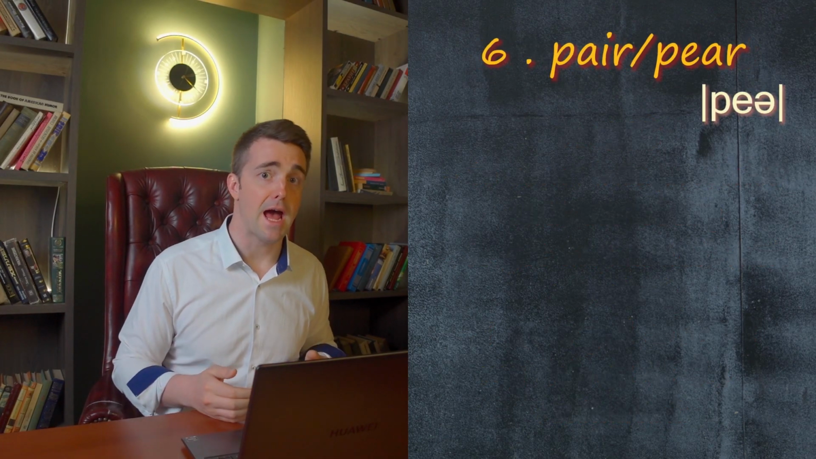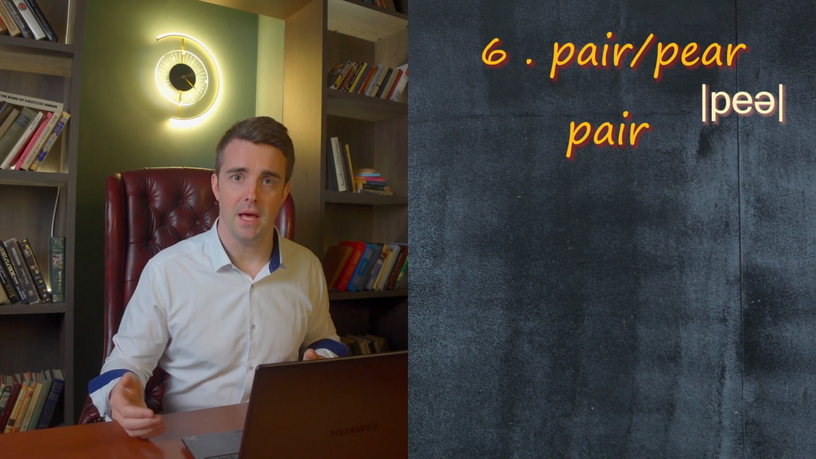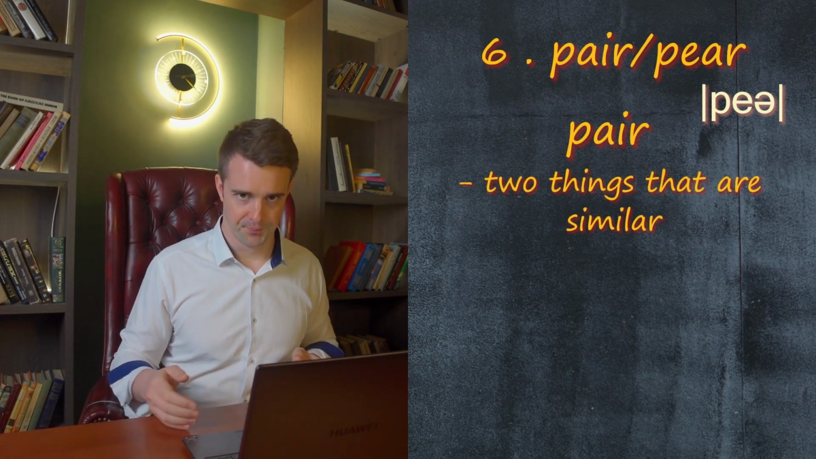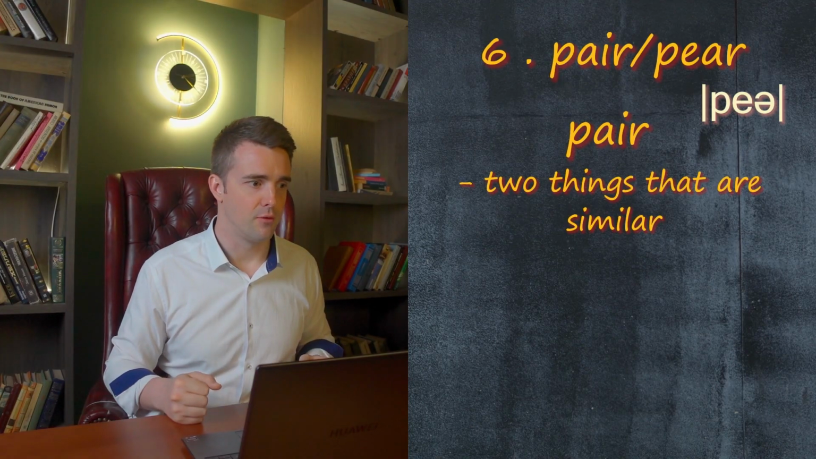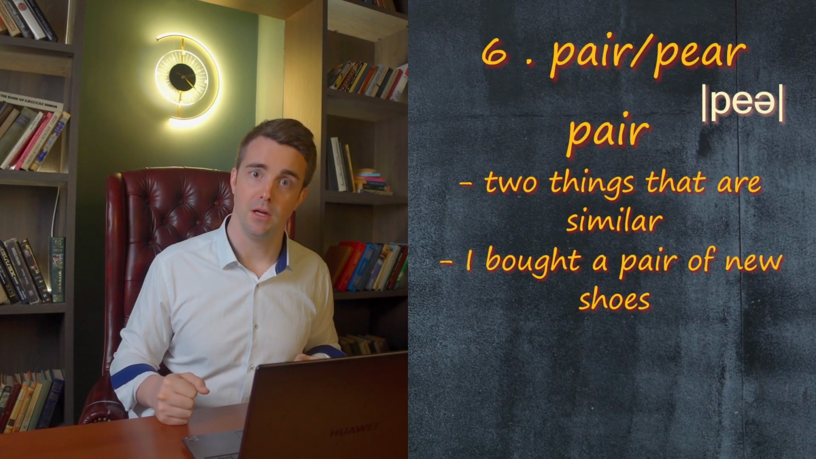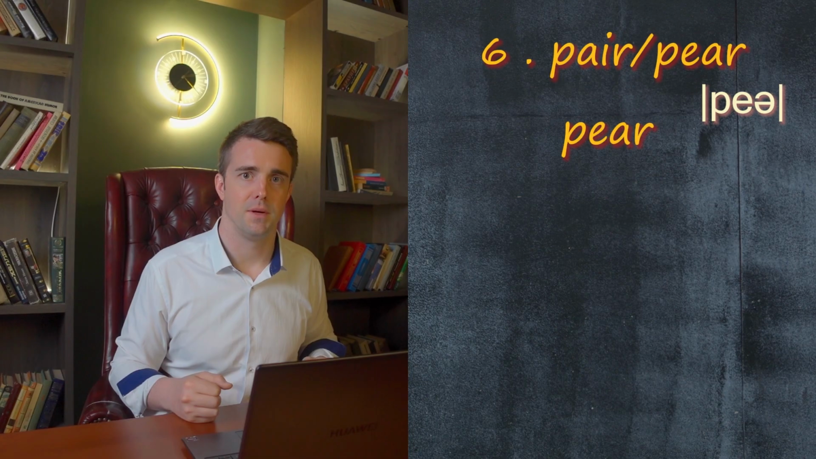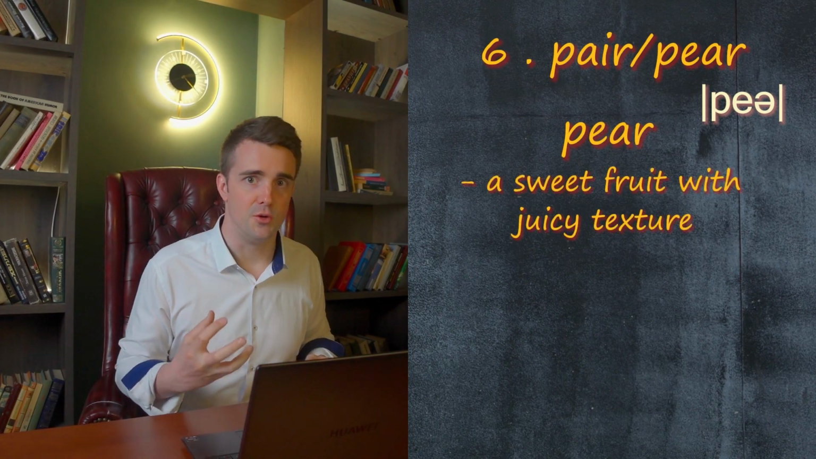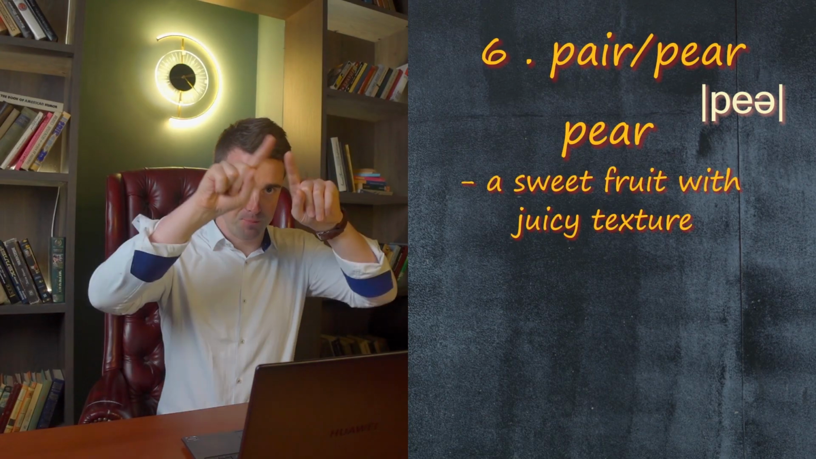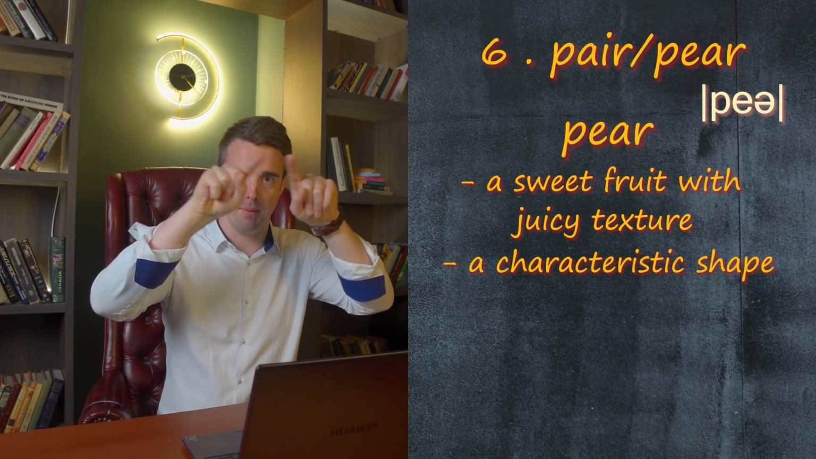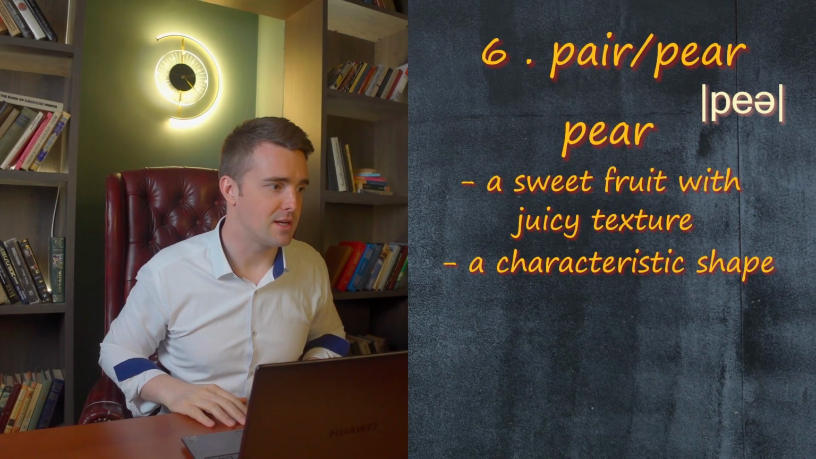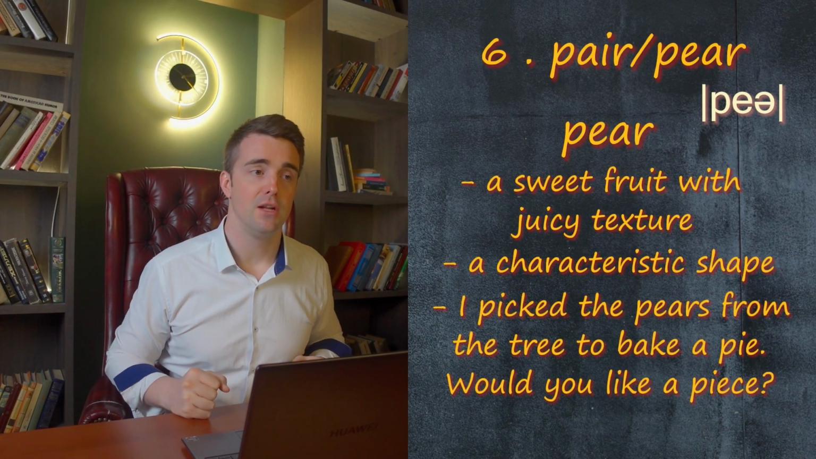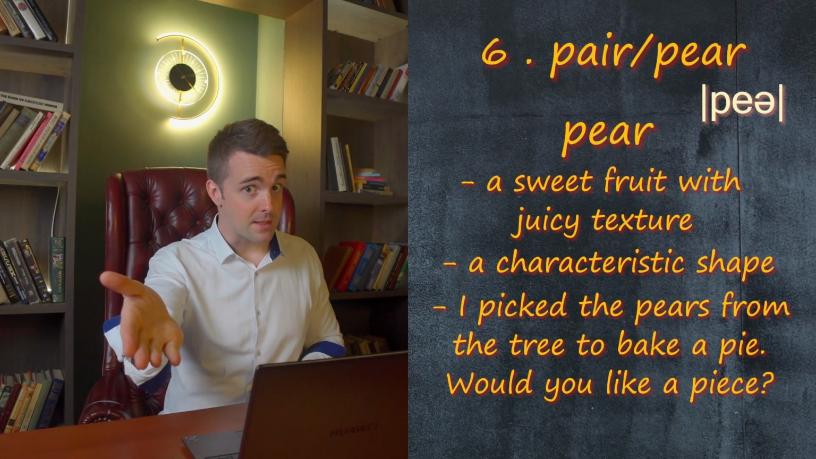Then there is pair and pear. And pair is two things that are similar. Two things. So for example, I bought a pair of new shoes. But pear is a fruit, a sweet fruit with juicy texture and that characteristic shape, pear-shaped. So for example, I picked the pears from the tree to bake a pie. Would you like a piece?